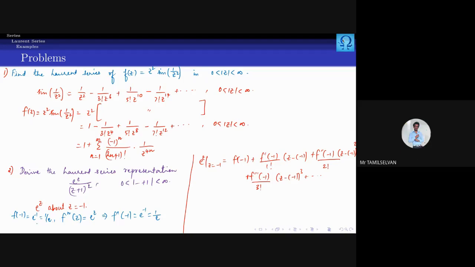Okay. So when you give all these values here, you are going to have 1 upon e plus 1 upon 1 factorial e multiplied with z plus 1, plus 1 upon 2 factorial e z plus 1 whole square, plus 1 upon 3 factorial e z plus 1 whole cube, plus etc. This is the expansion. From this I am taking 1 upon e as a common quantity, so I will have 1 upon e times 1 plus z plus 1 upon 1 factorial, plus z plus 1 whole square upon 2 factorial, plus z plus 1 cube upon 3 factorial, plus etc. Is that clear?